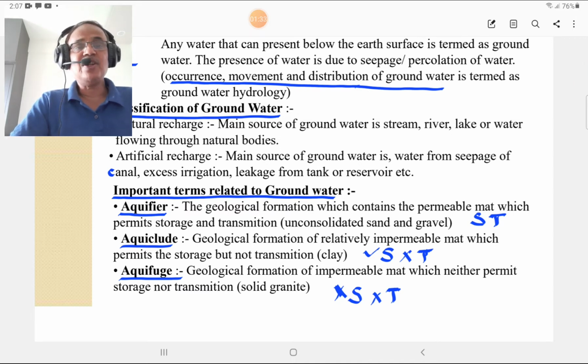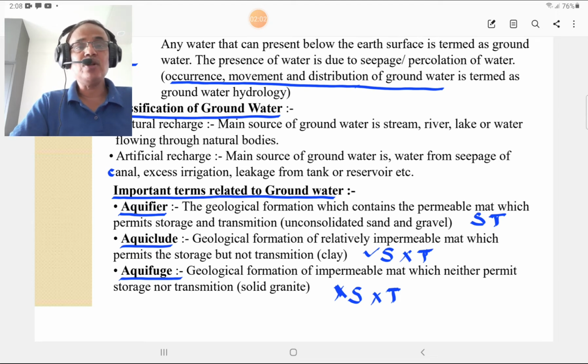Then classification of groundwater. First is the natural recharge. The main source of groundwater is the stream, river, lake or water flowing through the natural bodies. That is the natural recharge. And second is the artificial recharge. The main source of groundwater is due to seepage of water from canals, excess irrigation, leakage from the tanks and reservoirs, etc. This is the artificial recharge.